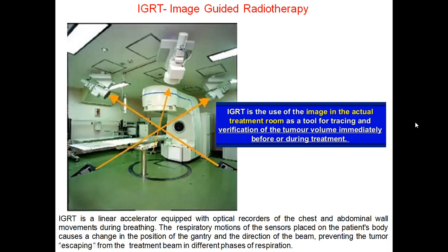Image-guided radiation therapy uses a linear accelerator equipped with optical recorders of the chest and abdominal wall movement during breathing, yellow arrows. The respiratory motions of the sensors placed on the patient's body cause a change in the position of the gantry and the direction of the beam, preventing the tumor from escaping the treatment beam in different phases of respiration.